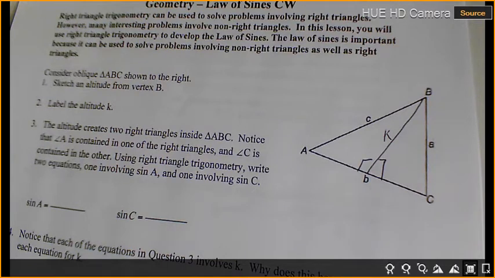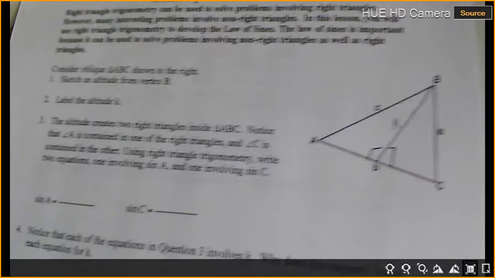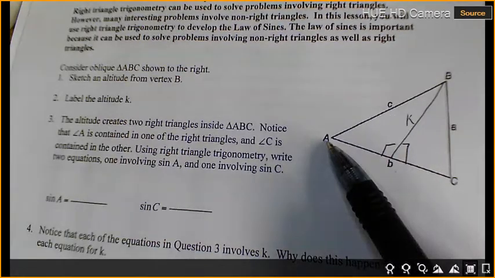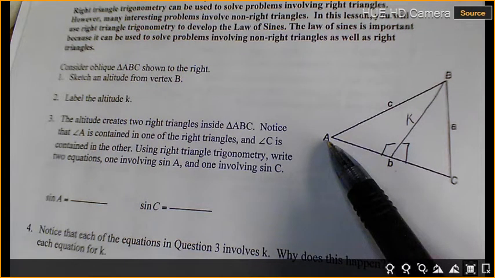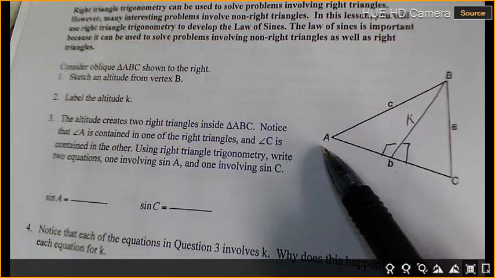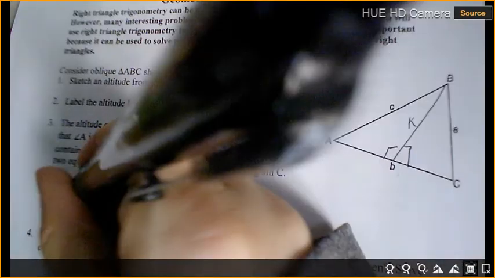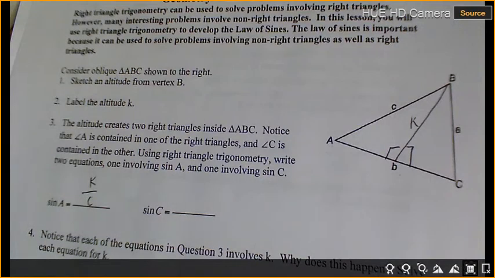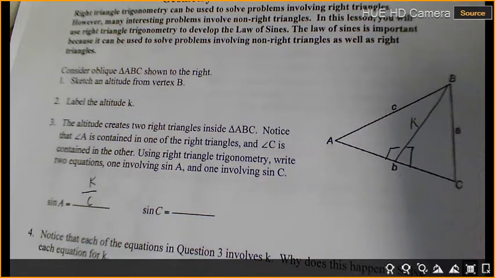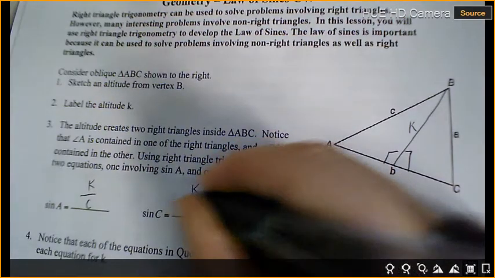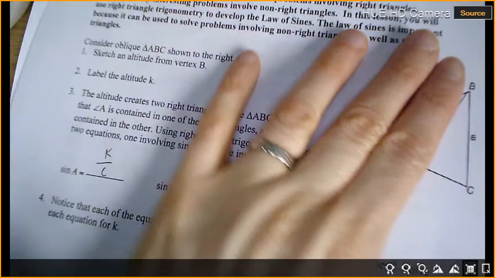Using right triangle trigonometry, we're going to write two equations, one involving sine of A and one involving sine of C. Okay, so if I'm looking at A, sine is what again? O, which stands for opposite over? Okay, so if we're looking at A, what's the opposite side of A? K. And what's the hypotenuse in just this triangle? C. So it's K over C, right? All right, for sine of C, you guys tell me what that is. If we're looking at C, what's opposite of C? And what's the hypotenuse for just that side? For just this side? A.